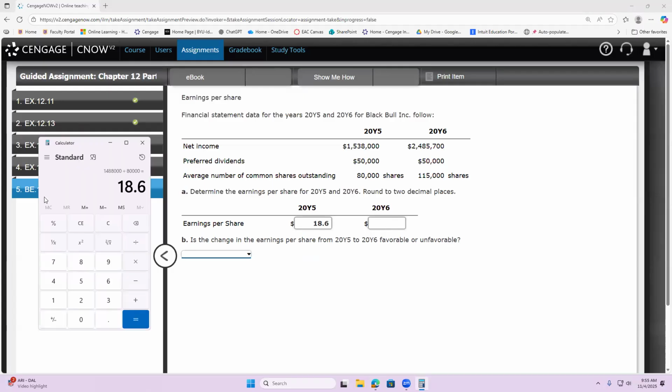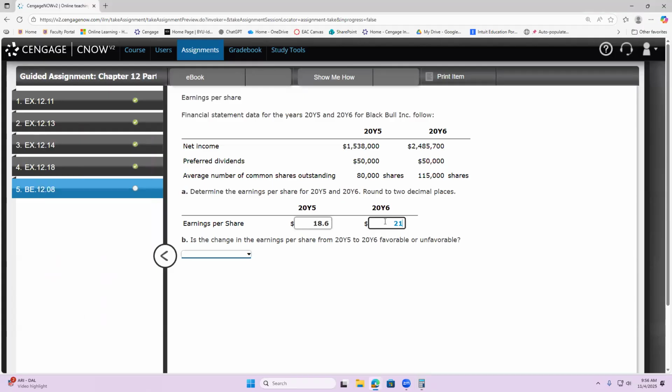In 2026, we'll do the same process. We'll say net income, 22,485,700 minus the preferred dividends. Divide that by the average number of shares outstanding. And I get 21.18. Typically, with this, higher is better. Having more earnings relative to the number of shares you have is considered a positive thing. So we're going to call this a favorable change.